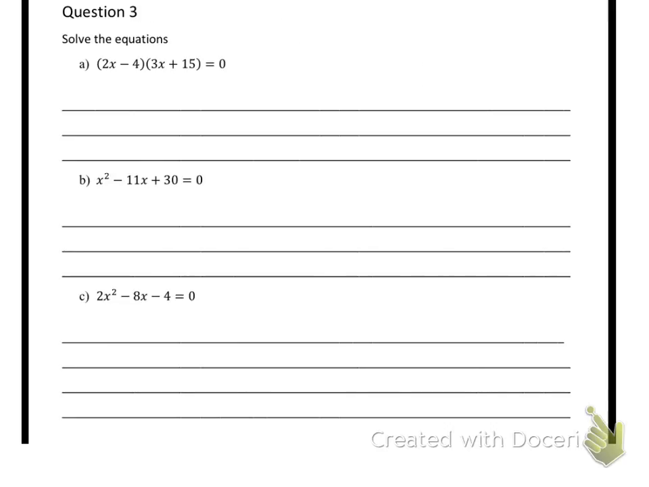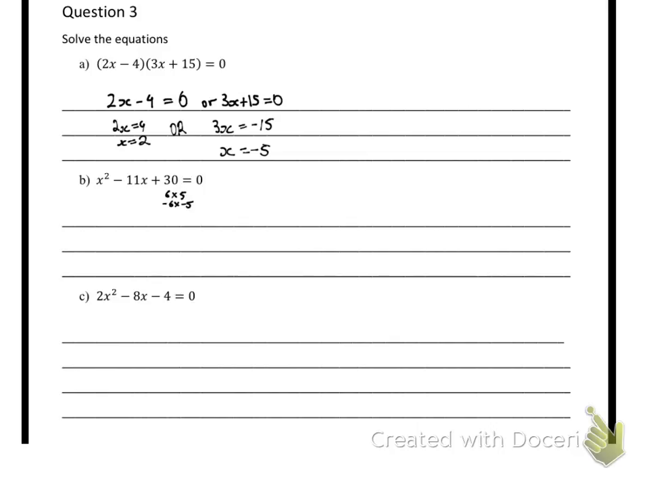Okay, then we've got question 4, solve the equations. Okay, so part A here is double brackets multiplying, that is equal to 0. We use our null factor theorem. So that means that the first bracket is equal to 0 or the second bracket is equal to 0. And we solve each little equation for x. x equals 2, or we get x equals minus 5.